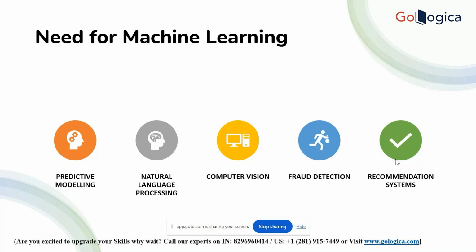Natural language processing, which is also called NLP. Machine learning is used to build systems that can understand and interpret human language. This is important for applications such as voice recognition, chatbots, and language translation. Computer vision. Machine learning is used to build systems that can recognize and interpret images and videos. This is important for applications such as self driving cars, surveillance systems, and medical imaging.